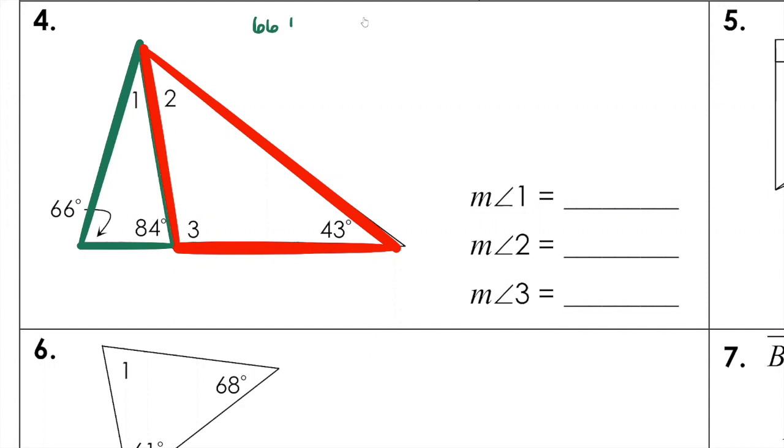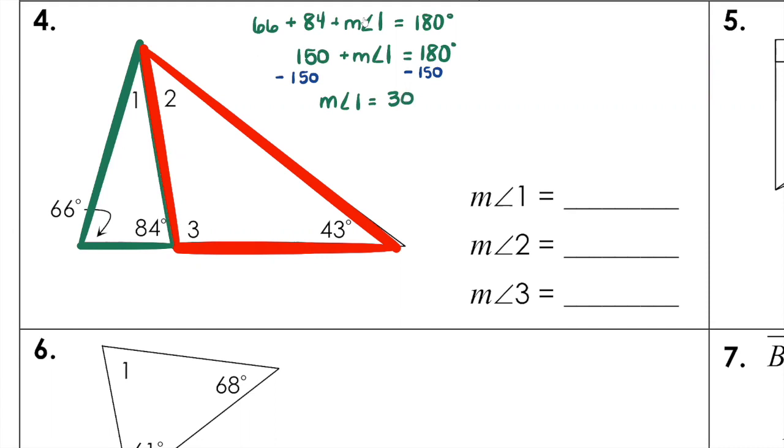66 plus 84 plus the measure of angle 1 equals 180 degrees. Does everybody agree with him? Yeah? All right. Combine like terms on the left. 66 plus 84 is 150. Subtract 150 from both sides. So the measure of angle 1 is 30 degrees.